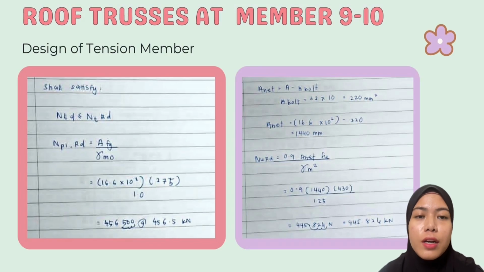And last but not least, we are going to design the tension member. It shall satisfy NED less than or equal to NTRD. The formula for NPL is A Fy per gamma M0, and the value for NPLRD is 456.5 kN. Now we are going to find the value of A net. The formula for A net is A minus A bolt, and the value for A net is 1440 mm squared. Therefore, NuRD equals 0.9 times A net times Fu divided by gamma M2, and the final answer is 445.824 kN. And that is how we calculate roof trusses at member 9 to 10.